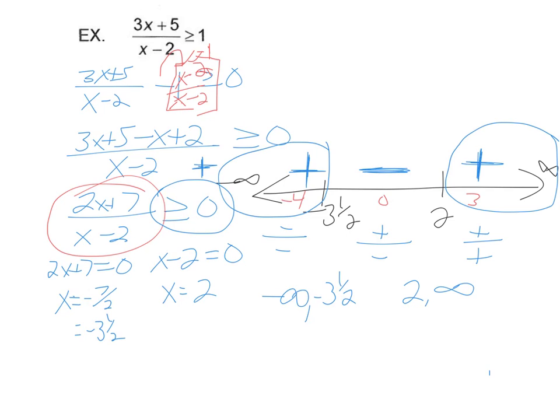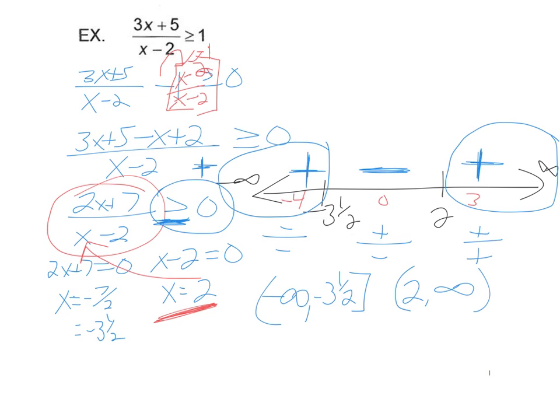Now, when you have the fraction, it's tricky with the parentheses and the brackets. I do have equal to, which normally indicates brackets. However, if x equals 2, and I put a 2 back into my fraction, 2 minus 2 would give me a 0 on the bottom. You're not allowed to divide by 0. So we can't ever have a value that is equal to 2. So the 2 has to have a parentheses. Now it's okay if you end up with a 0 in the top of a fraction. And because we have the equal to, the 3.5 will have a bracket.